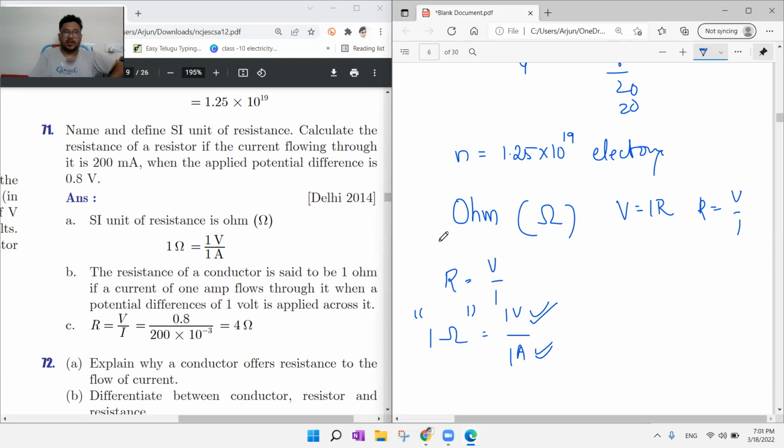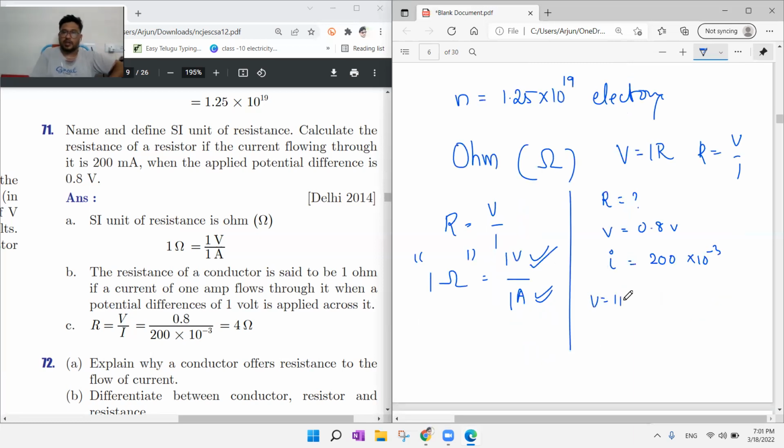Okay, next question what they have asked. Calculate resistance of a resistor if current flowing through it is 200 milliamp when applied potential difference is 0.8 volt. Here the data: we have to find R is equal to question mark, voltage value is equal to 0.8 volt, current value they have given as 200 milliamp. 200 milli in the sense 10 to the power of minus 3. Right, now let us try to find it.